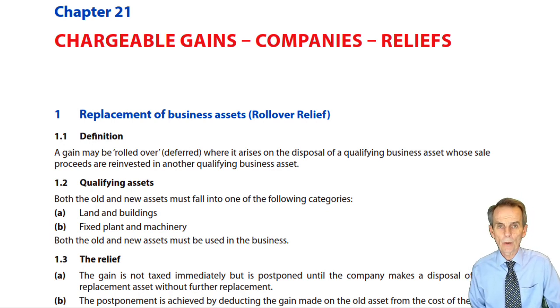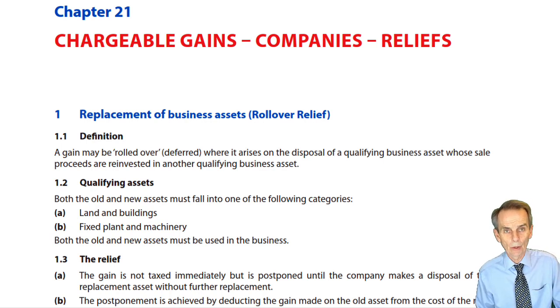If, of course, we fail to reinvest all of the proceeds within that 4-year period, from a year before to 3 years after disposal date, then some of that gain will remain chargeable. To the extent that we fail to reinvest any of the proceeds, that amount of the gain will remain chargeable, and only the balance will be eligible for rollover.